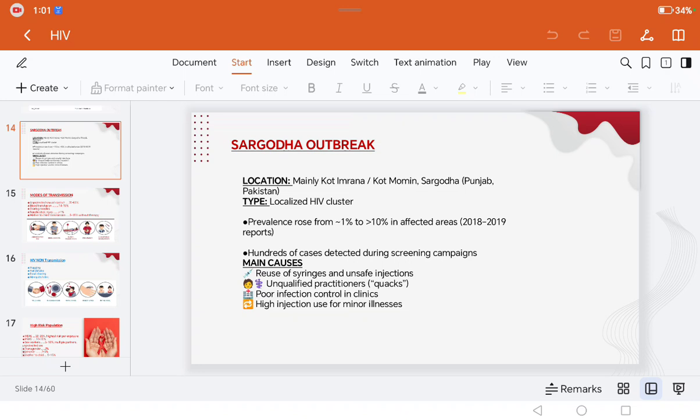Hundreds of cases were detected during the screening campaigns, and the main causes of this outbreak were reuse of syringes and unsafe injections, unqualified practitioners, poor infection control in clinics, and higher injection use for minor illness.